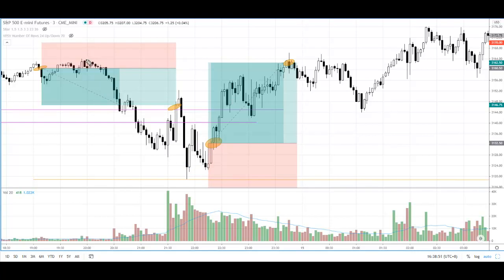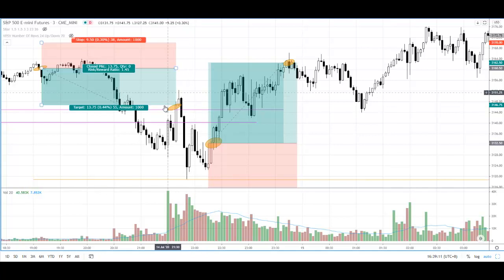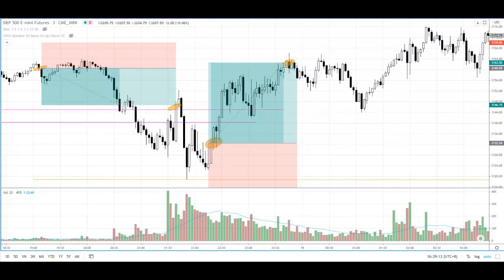I put my exit somewhere around the swing high level here. I'm not sure what the reward to risk is. Yep, it's about 1.6, because of the very wide stop that I had in place due to the super volatile session here. Alright, so these were the two trades that I initiated yesterday.